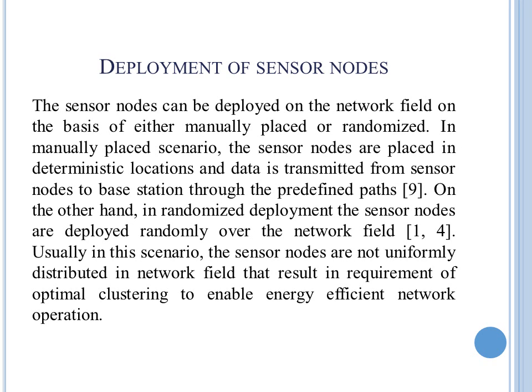Next is the wireless sensor network architecture. This is one instance of network model in which nodes are randomly deployed in a 100 by 100 square field, and in the center there is a base station, and nodes are deployed randomly throughout the field. For example, in disaster prone area, the sensor nodes can be thrown with the help of helicopter.